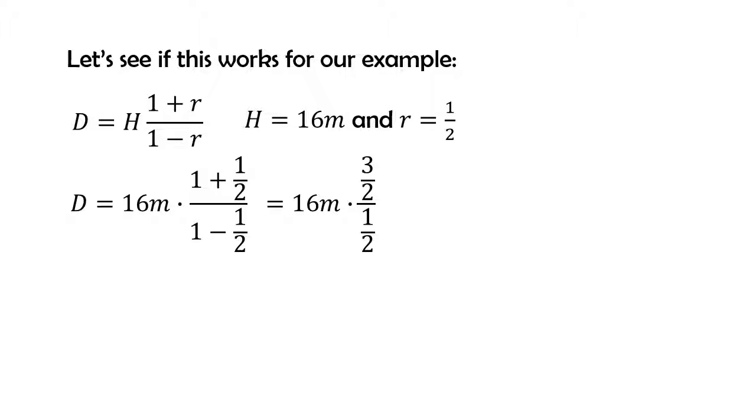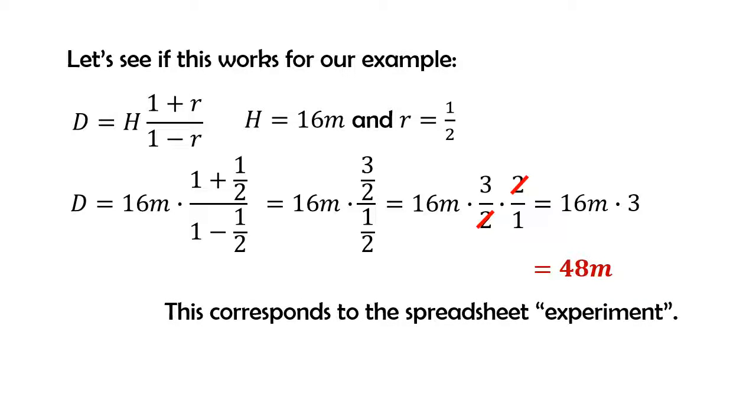Now when you have a fraction divided by a fraction, you take the denominator, the bottom fraction, you flip it, or take the reciprocal of it, and multiply it by the top fraction. Like that. And in this particular example, you'll notice that we have a 2 in the top and a 2 in the bottom. Those can divide out and equal 1, or sometimes we say we cancel out the 2's. And that leaves us with 16 meters times 3, which, of course, is 48 meters. And that's the trend that we saw on our spreadsheet, our experiment, if you will.